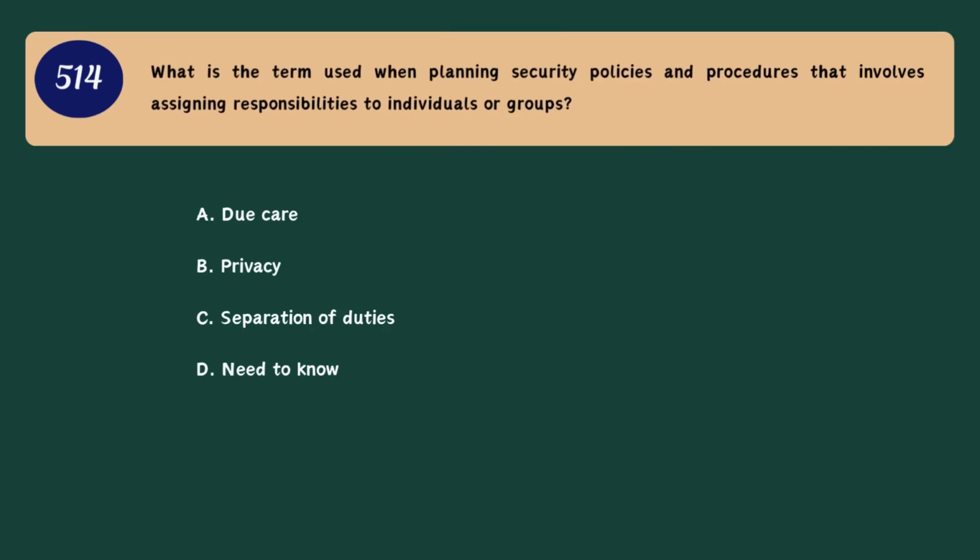Question 514. What is the term used when planning security policies and procedures that involves assigning responsibilities to individuals or groups? A. Due care. B. Privacy. C. Separation of duties. D. Need to know.